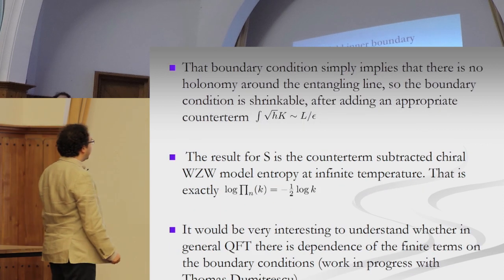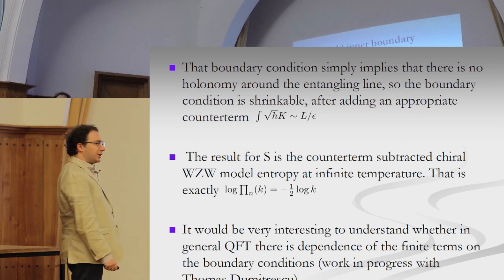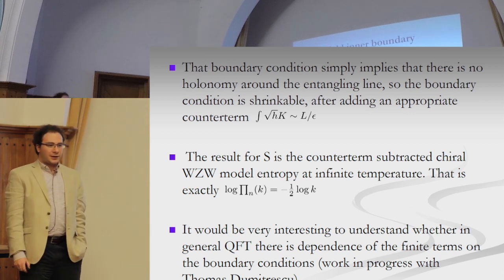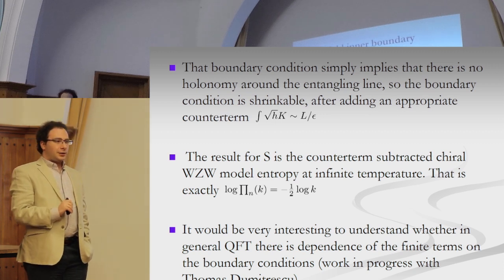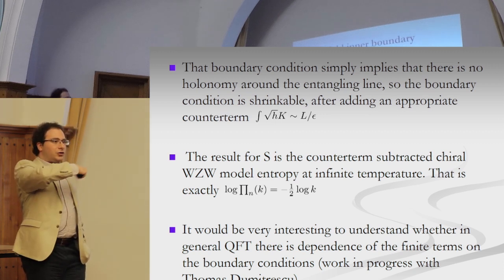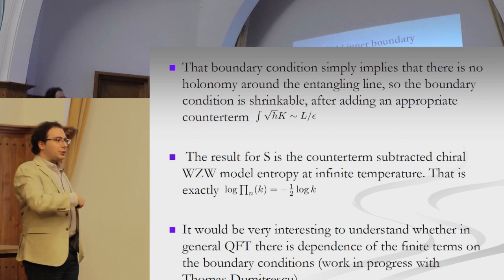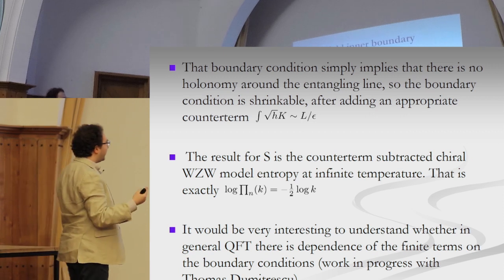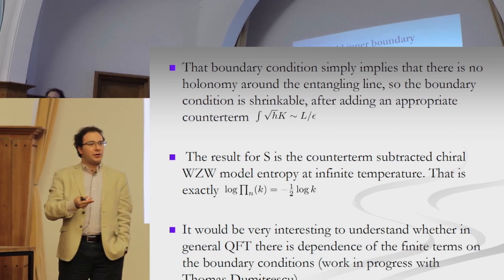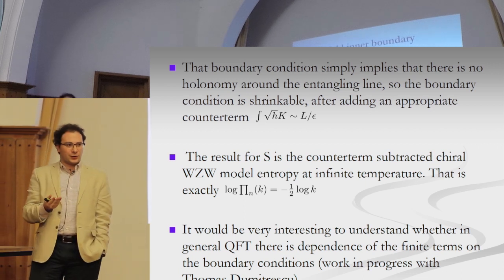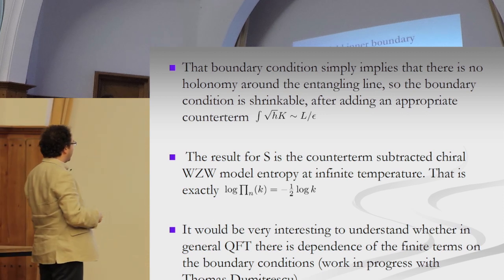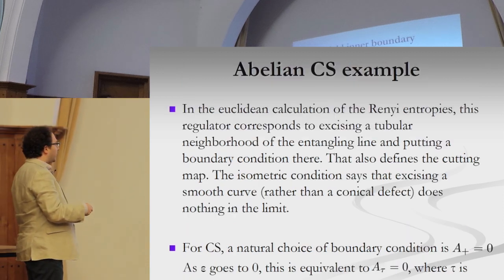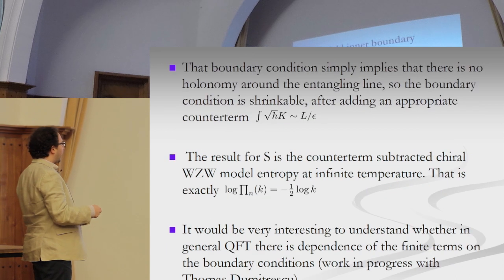And setting A_τ to 0 is a very natural thing to do from this point of view because it just says that the holonomy around the edge of the region is 0. In other words, if I cut out a smooth line, the holonomy around it is 0. That's just the condition that it doesn't insert any line operator. So it's exactly this kind of shrinkable condition which obeys that unitarity constraint.